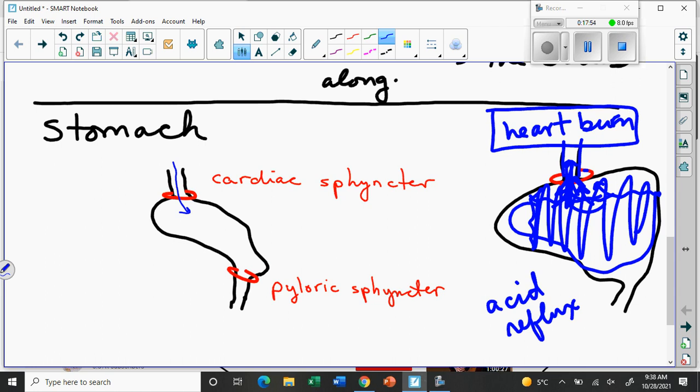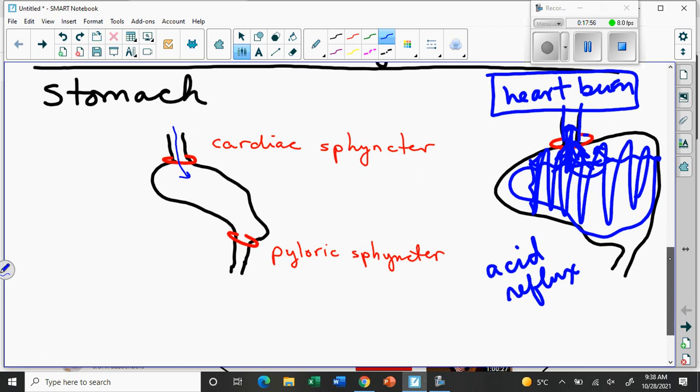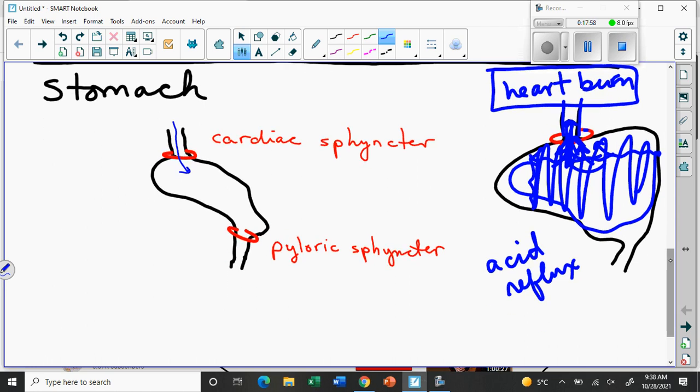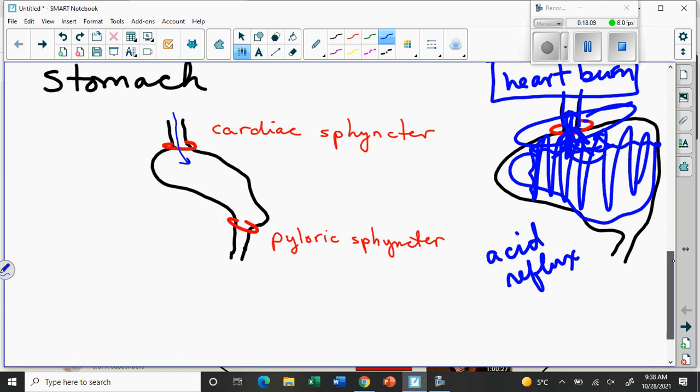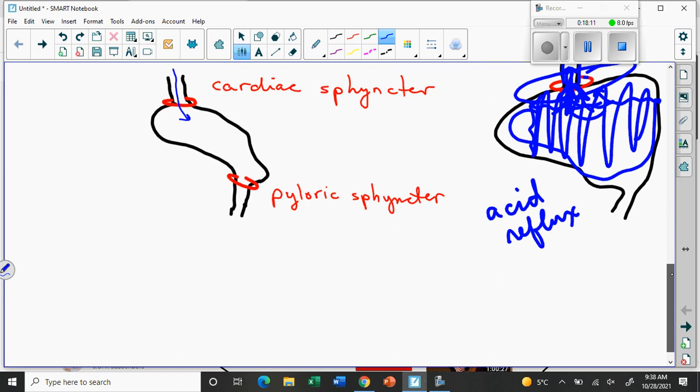So suffering from heartburn occasionally is normal, but if you have an issue where you're suffering from heartburn all the time, you may have an underlying condition, and maybe something has to be done here, some kind of surgery or something to correct it. That's the point of the sphincters. And of course, at the bottom, the pyloric sphincter is holding everything in the stomach until it's ready to be passed on down into the small intestine.